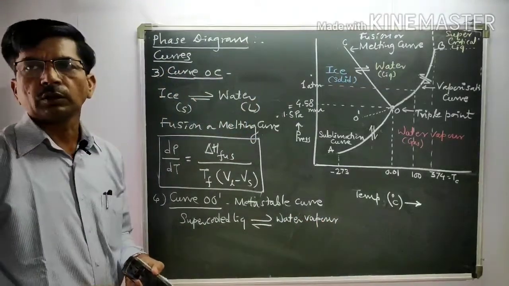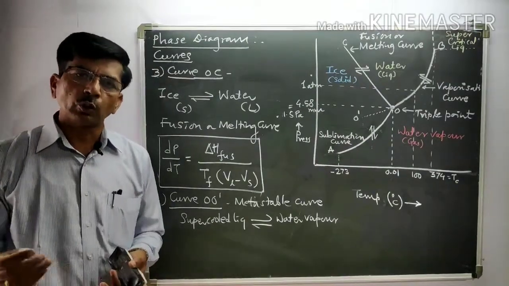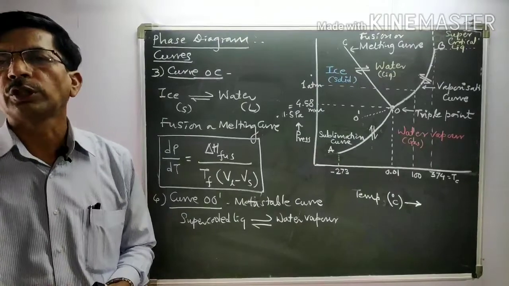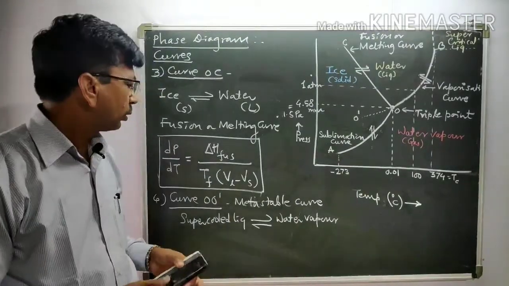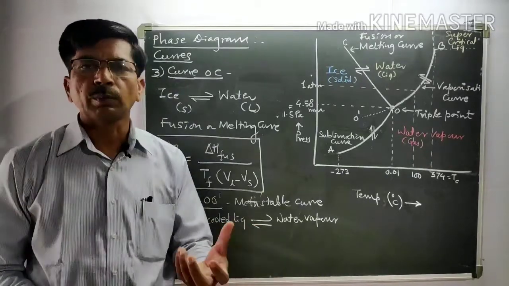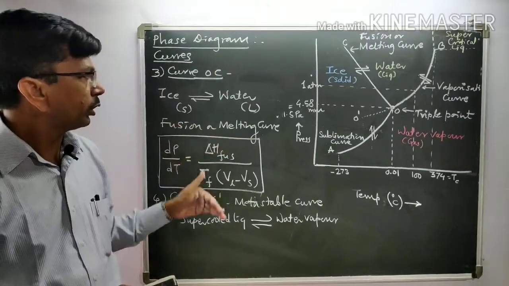This is a highly unstable type of curve. If water is cooled slowly below the freezing point, at that time it exists as a supercooled liquid, and this equilibrium is very unstable, or we also call it a metastable curve. This is what we had about the curves.